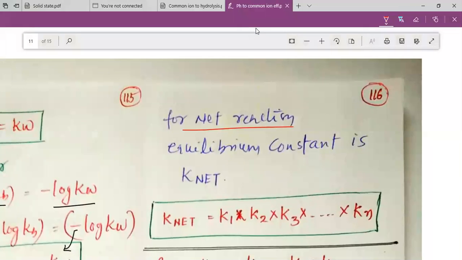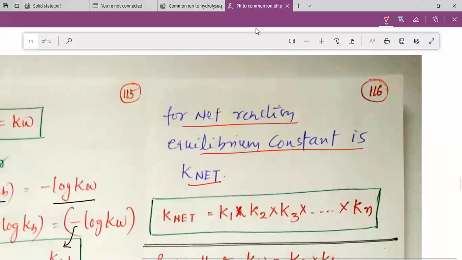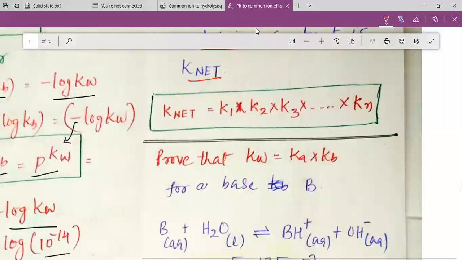Then you find out the net reaction, and the equilibrium constant for the net reaction we write as K net. Therefore, my dear students, K net is equal to K1 multiplied by K2 multiplied by K3 up to Kn. This is how we can generalize this equation for addition of the various equilibrium reactions with each other. And this is how, my dear students, we truly understand the process here.